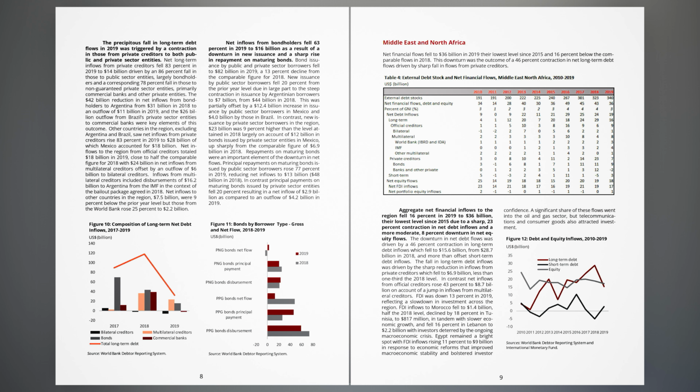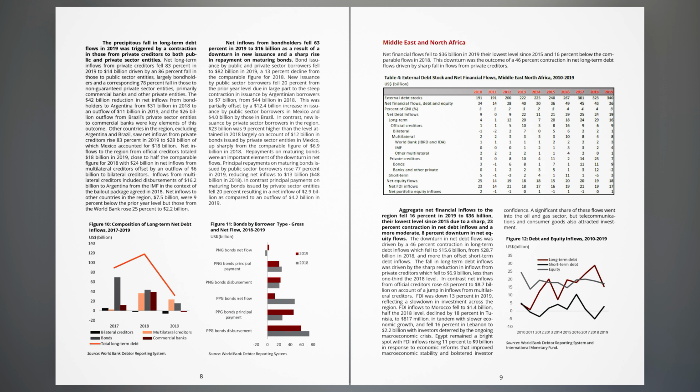The $42 billion reduction in net inflows from bondholders to Argentina, from $31 billion in 2018 to an outflow of $11 billion in 2019, and the $26 billion outflow from Brazil's private sector entities to commercial banks were key elements of this outcome. Other countries in the region, excluding Argentina and Brazil, saw net inflows from private creditors rise 83% in 2019 to $28 billion, of which Mexico accounted for $18 billion.